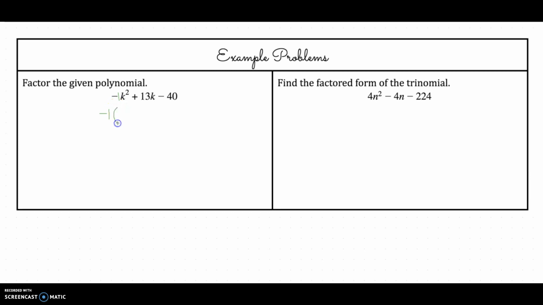So I can't pull out any K's. So I'm going to start my parentheses, and I'm going to divide each term by -1. All that's going to do is change to the opposite sign for all of these. So a -1 divided by -1 is a +1. So that's K squared. Positive 13 divided by -1 is -13. And then I bring the K with it. And -40 divided by -1 is +40.